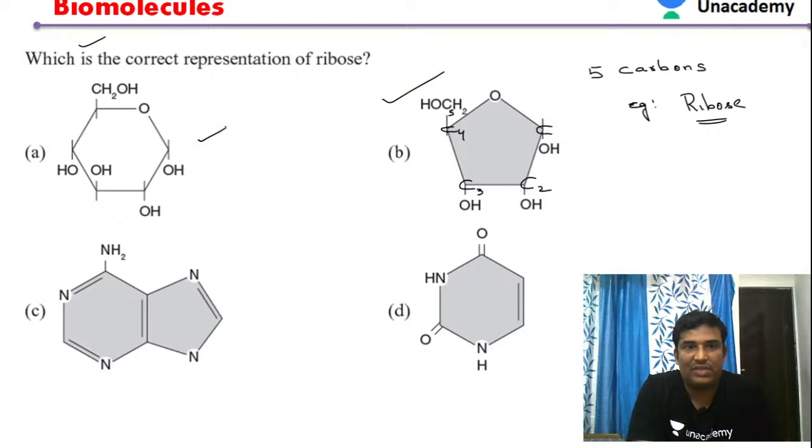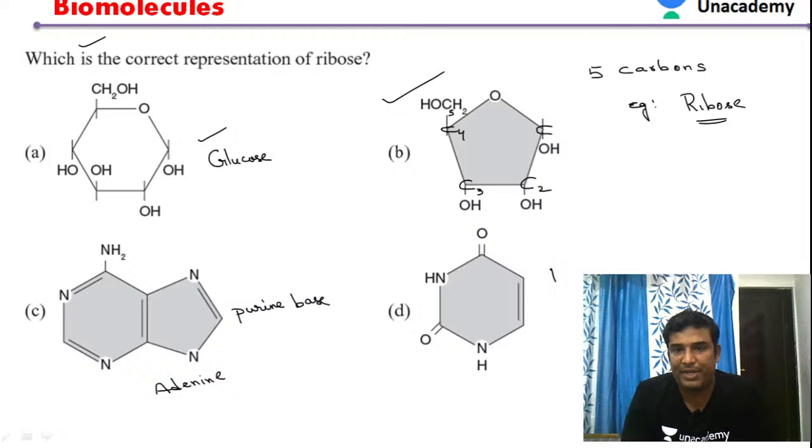This other structure seems to be a glucose. Now this one is a purine base, and specifically it looks like it is 89. Then if you see here, this is a pyrimidine. It looks like it is uracil. This structure seems to be uracil.